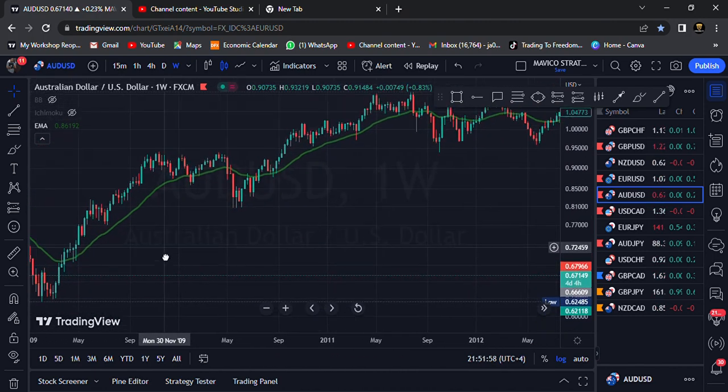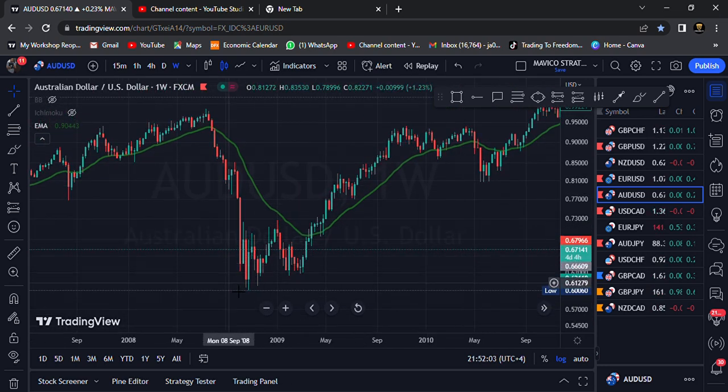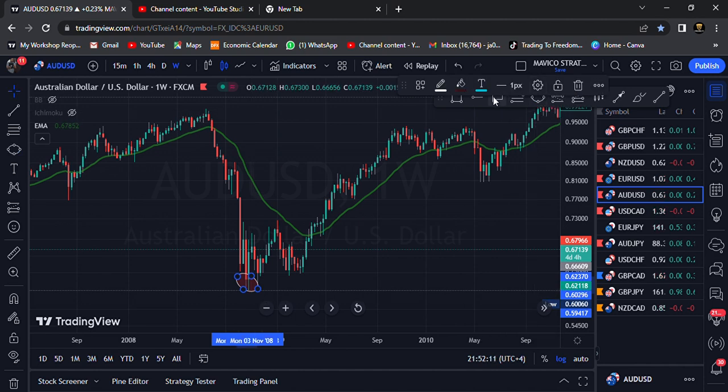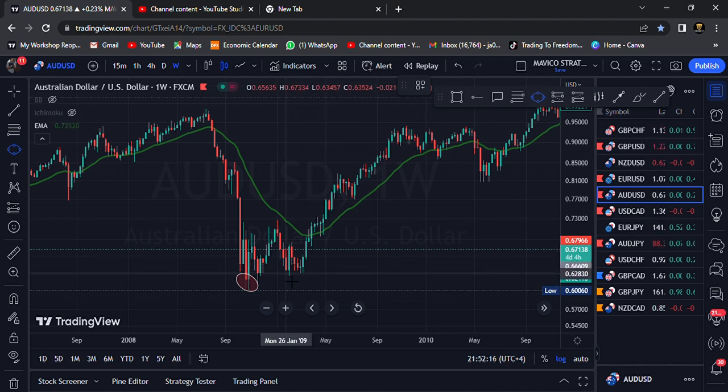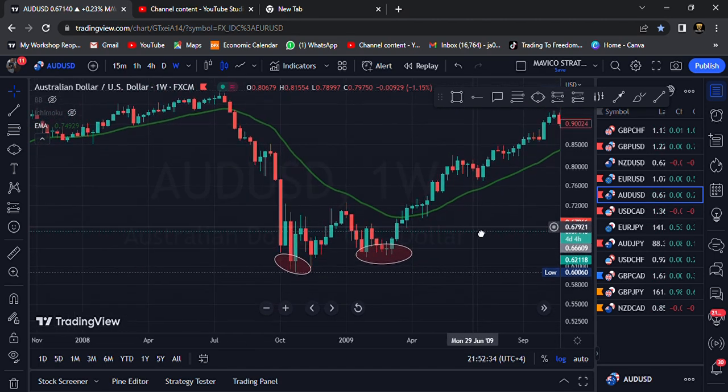Market structure will give you the idea that, okay, for example here, this is a good double bottom. It only gives you the idea that, hey, something is about to happen here, but you will not be sure whether it is actually a reversal. So you have to zoom into the candles and check what the candles say.